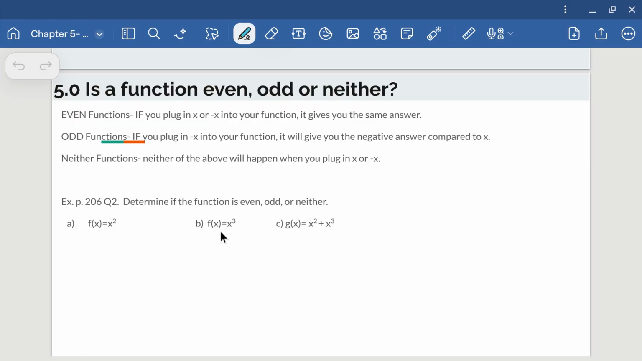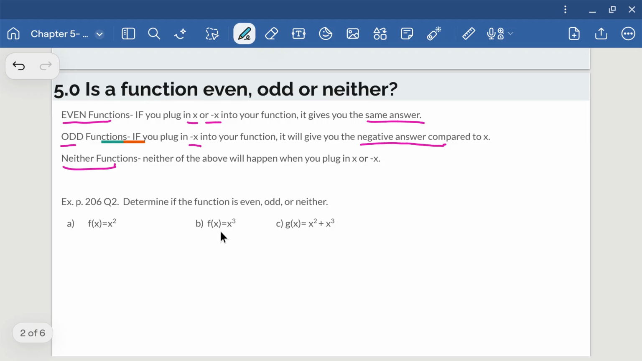So I just wrote out a very, very quick way to tell if it's even. If you plug in x or negative x into your function and you get out the same answer, it's even. If you have an odd function and you plug in x or negative x, you will get the negative of what you originally had. So one will be positive, one will be negative. If it's neither, then neither one will happen. You don't have anything related.